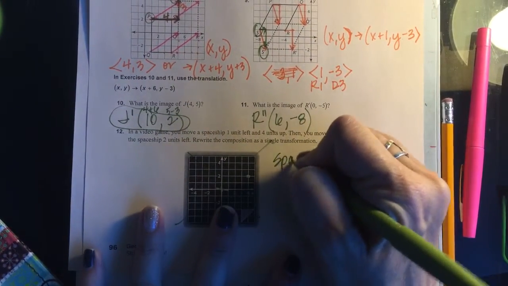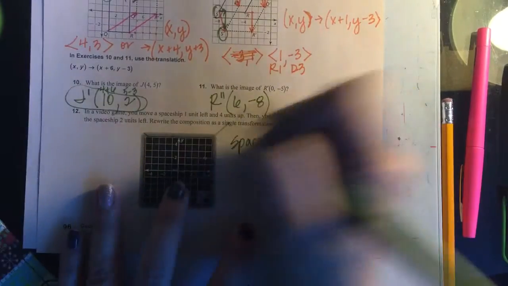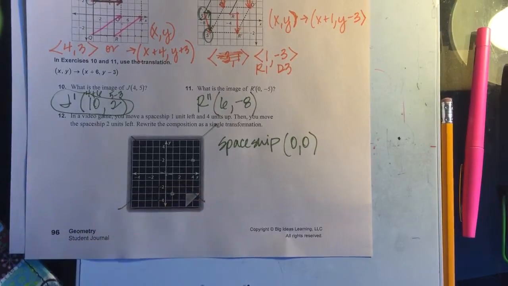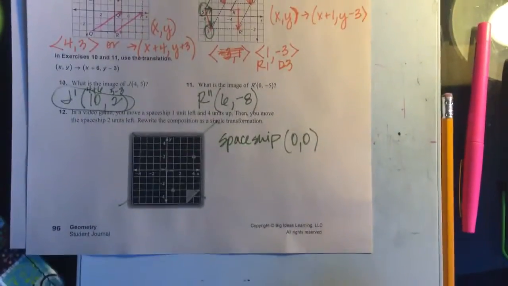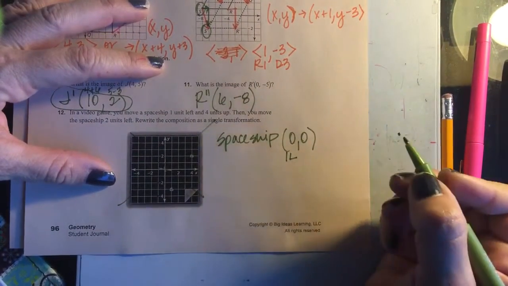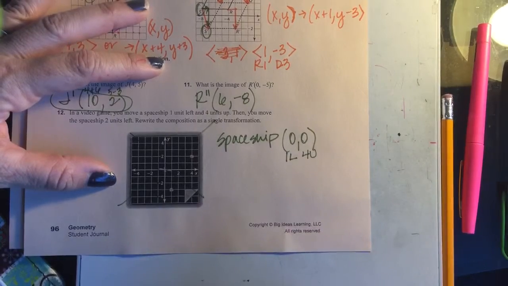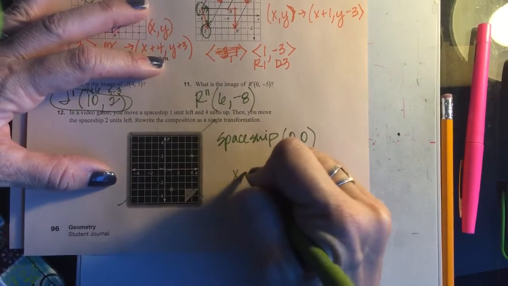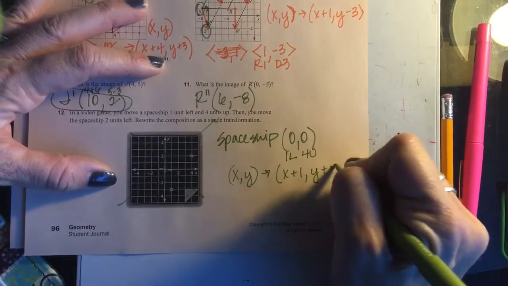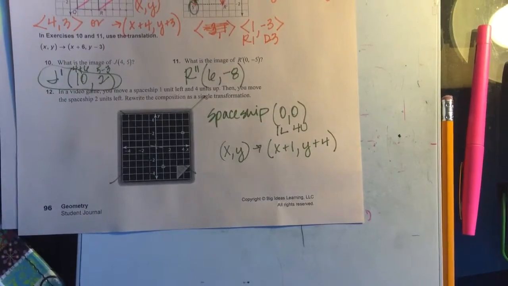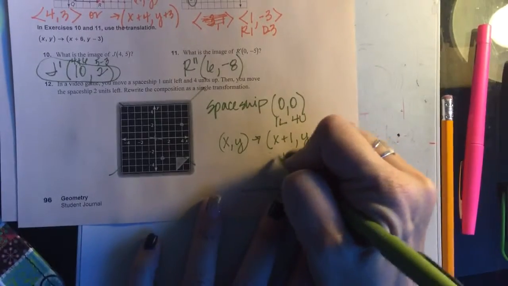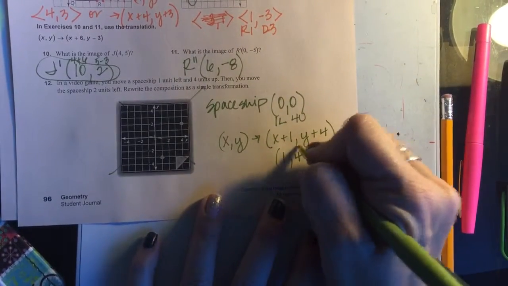Let's start here. Let's say that our spaceship sits at 0, 0. You guys okay with that? Let's just call it starting at the origin. So now they're telling me to take this spaceship and go 1 unit left and 4 units up. So my x, y is going to become x plus 1, y plus 4. So what's my place that this just got to now? What's 0 plus 1? What's 0 plus 4? That's where it moved to.